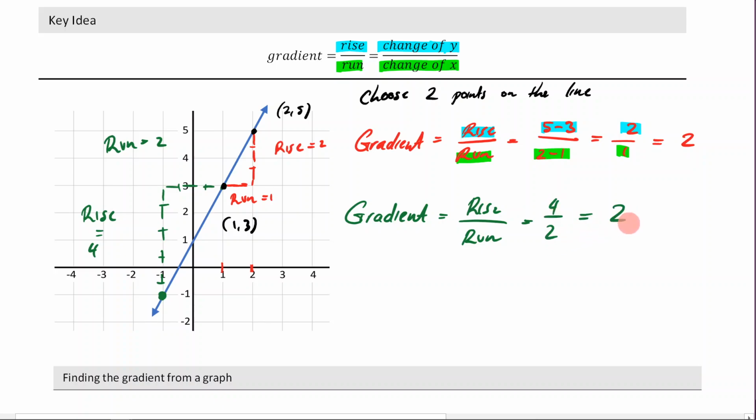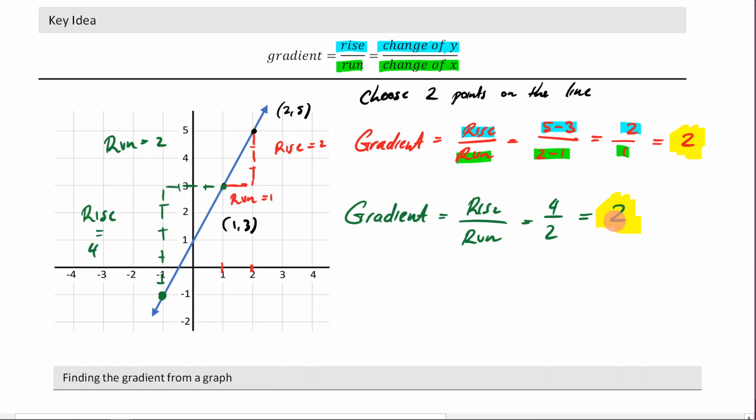So my rise was 4, my run was 2. Do you notice how it's still 2? It doesn't matter the points we choose. We got the same gradient of the line. So that's really important. Don't think you have to choose certain points on the line. You just choose 2 random points on the line. You find the rise and run of them, and you're going to be absolutely fine. And also take note that rise over run is the change of y over the change of x.